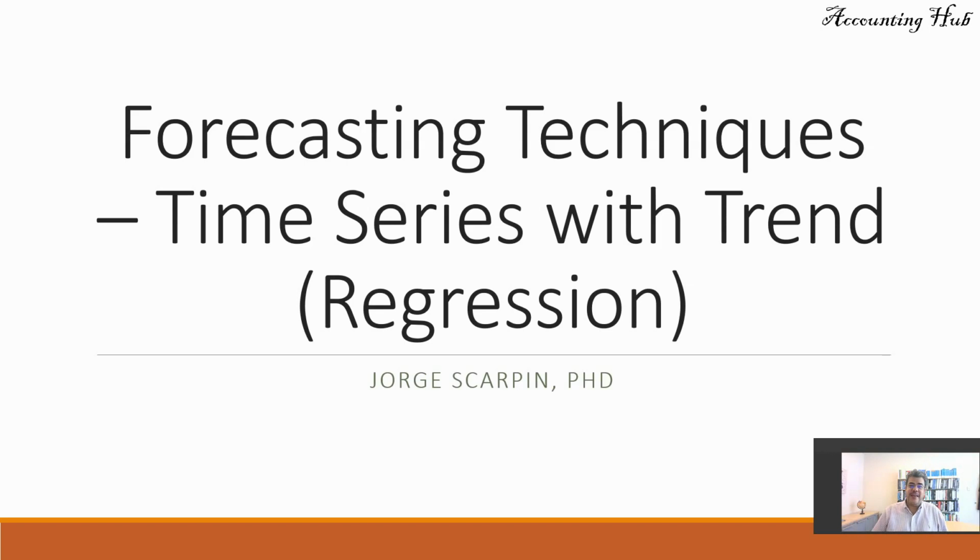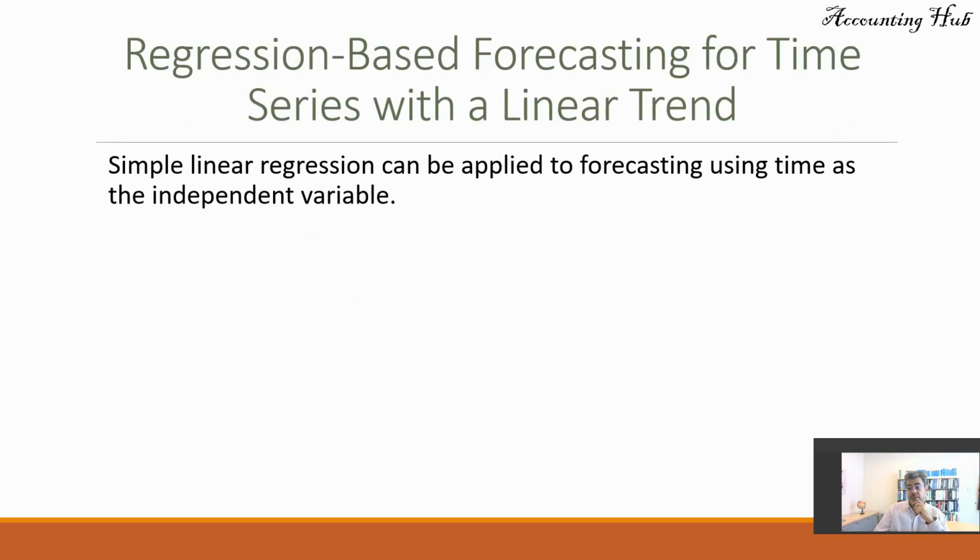And our topic today is how do we deal with time series with trend using regression analysis. So we can also do it using double exponential smoothing, and we have a video about that. Just check our playlist. But we can also work with regression. And it's easy. We can work with a simple linear regression using time as the independent variable. And how do we deal with this time?